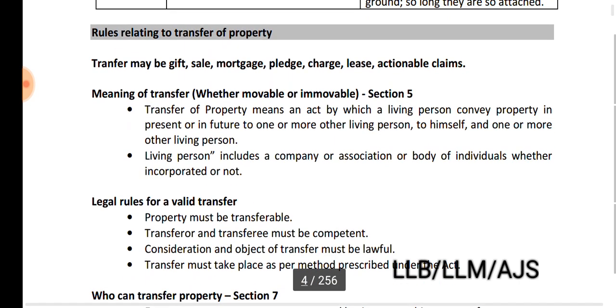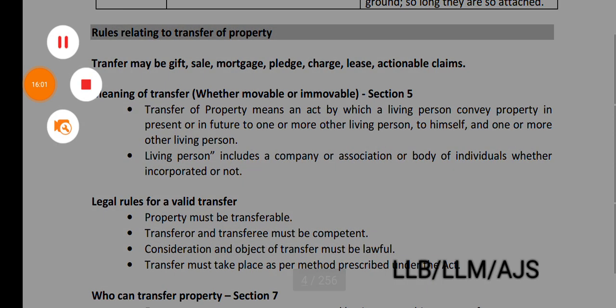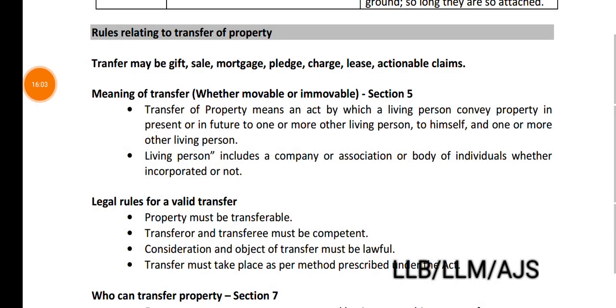Rules relating to transfer of property. I'll read this in part 2.